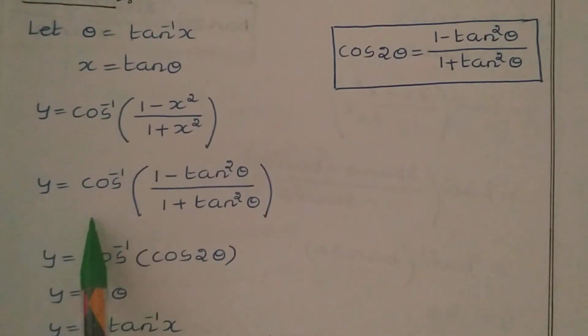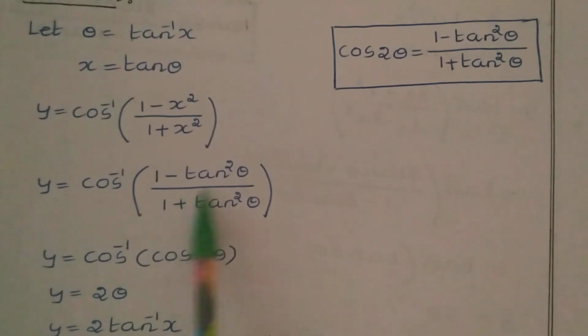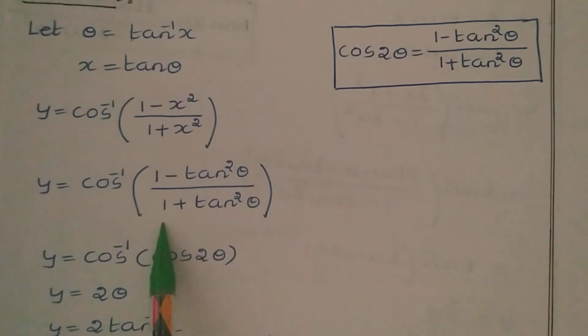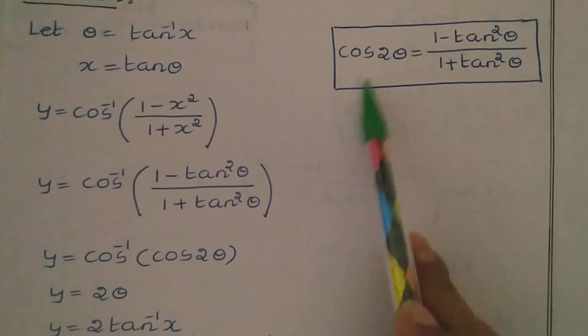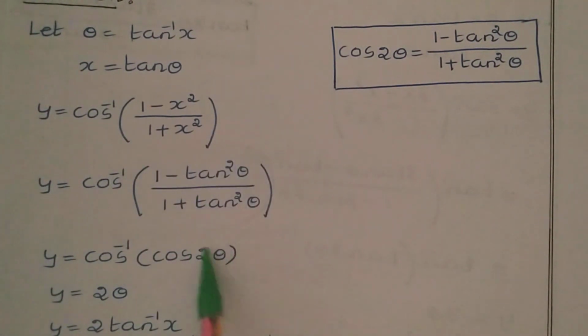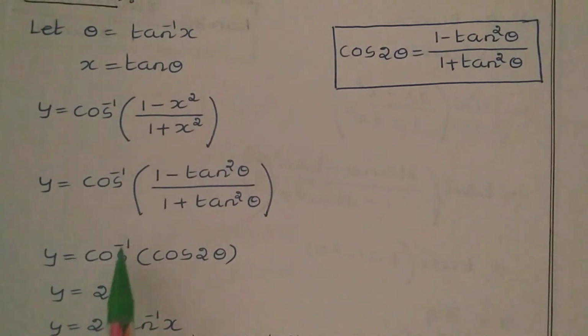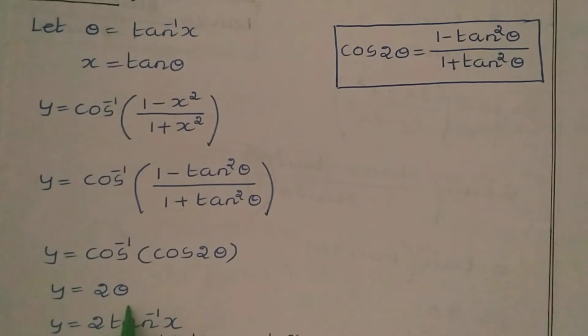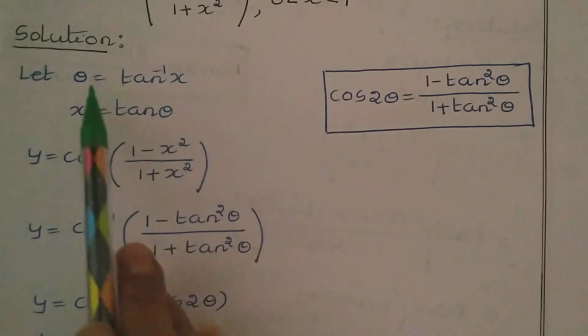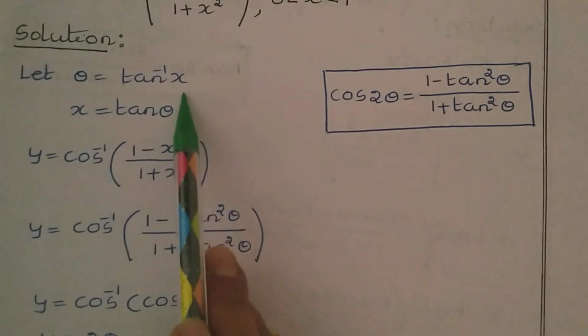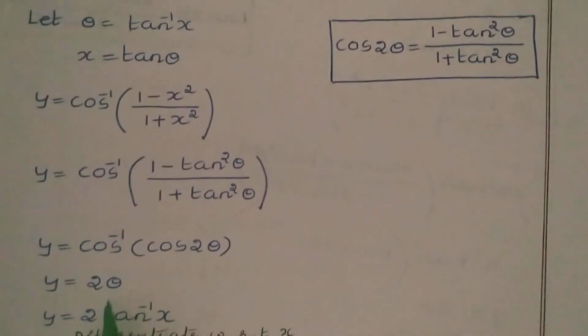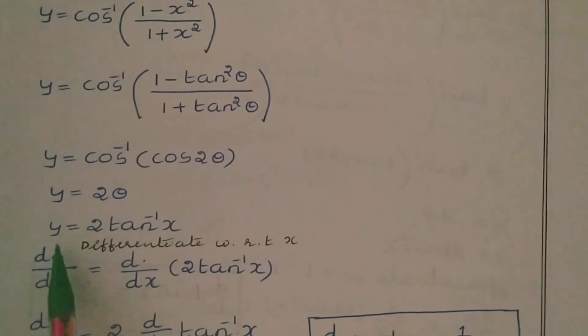Now take the given problem. Wherever you have x, replace that with tan theta. So we get y is equal to cos inverse of (1 minus tan square theta) divided by (1 plus tan square theta). Now apply the trigonometric identity. This entire thing is equal to cos 2 theta. So I am replacing with cos 2 theta. Then here we have cos inverse cos 2 theta, that is equivalent to 2 theta. Theta we have taken as tan inverse x, this we have assigned at the beginning. So now replace that theta with tan inverse x. So now we got y is equal to 2 tan inverse x.